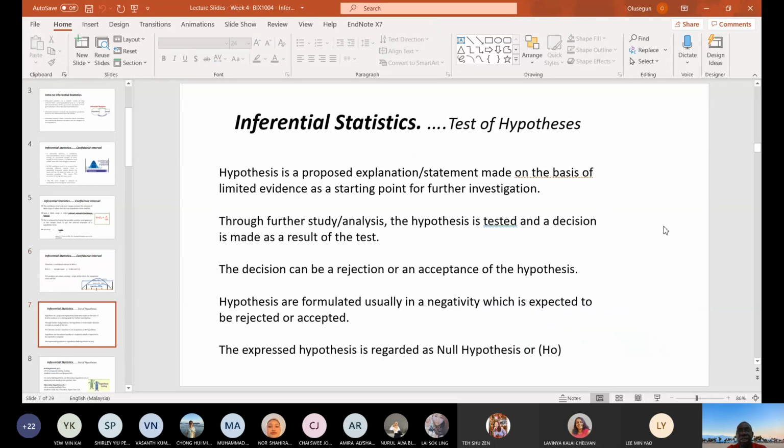So we go to test of hypothesis. Normally, hypotheses are statements of explanations made on the basis of limited evidence as a starting point for further investigation. So if I make a statement that every student of statistics of BIX1004 had a university diploma before starting their degree course.